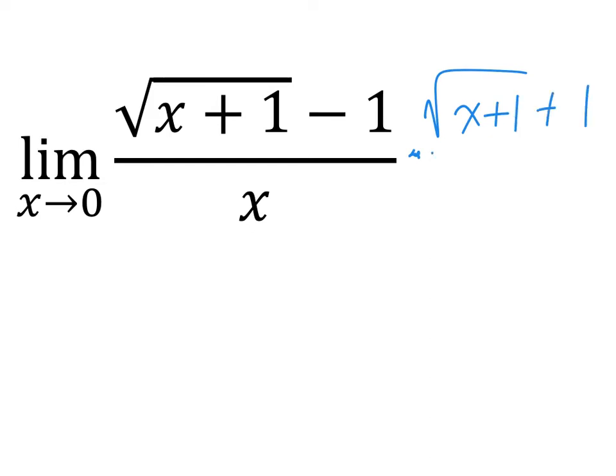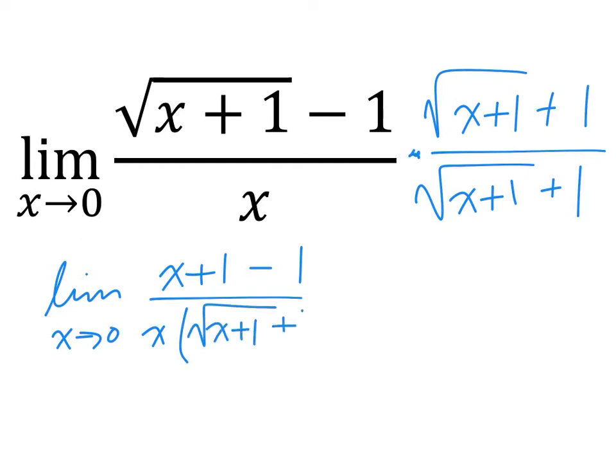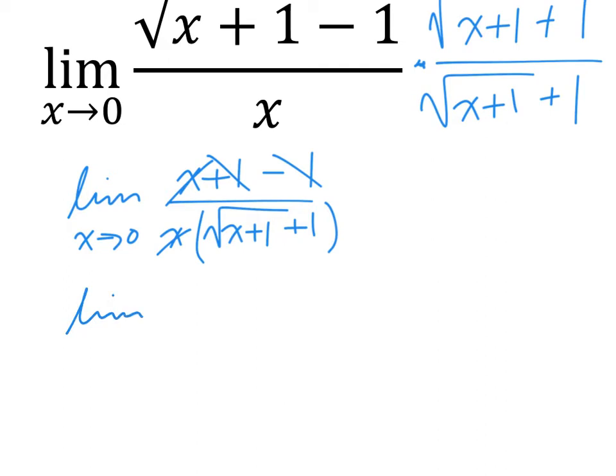Yes. Then make sure you do that to top and bottom. On the top you have a minus b times a plus b, so that's a squared minus b squared. Use that shortcut instead of doing crazy things. So that's x plus 1 minus 1 over x times, make sure you put parentheses. If you don't, it's going to be very crazy. So that 1 cancels, and you can see x will cancel as well. So you basically have a limit as x goes to 0 of 1 over square root of x plus 1 plus 1. And when x goes to 0, it's just 1/2.